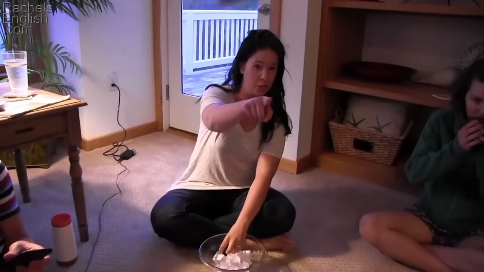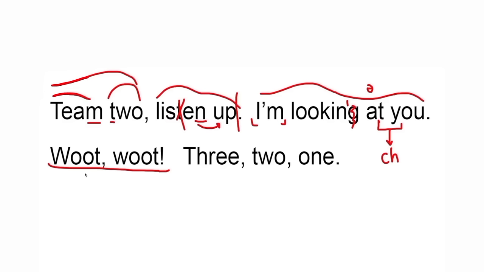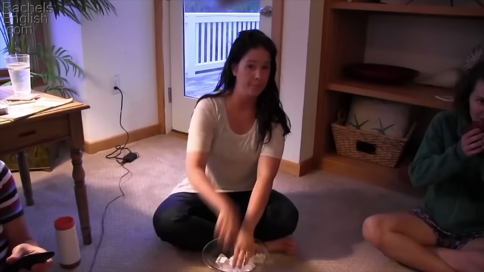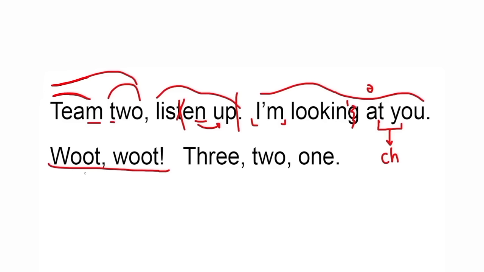I must have thought that somebody on my team had not been paying very good attention because I say, listen up. Which means what I'm saying next really matters. I'm about to start. And then I say, I'm looking at you. Specifically calling out someone on my team. 3, 2, 1. Then my nephew gives me a countdown for the timer.